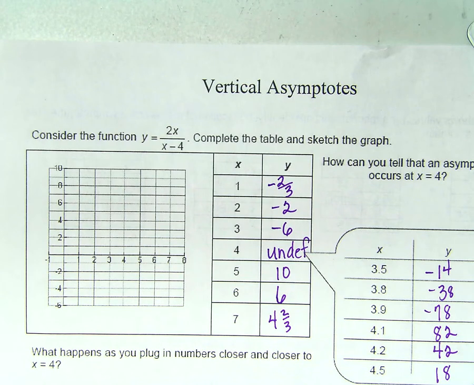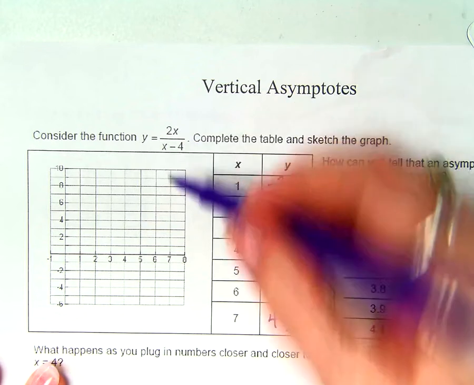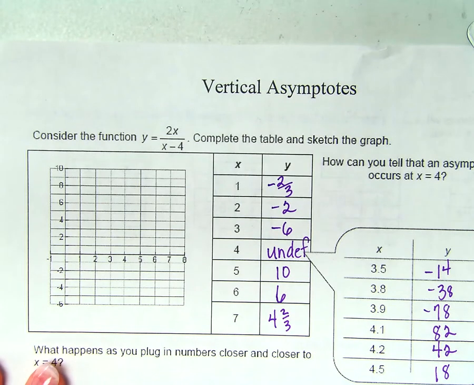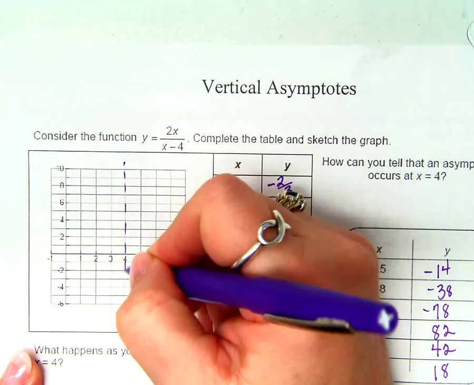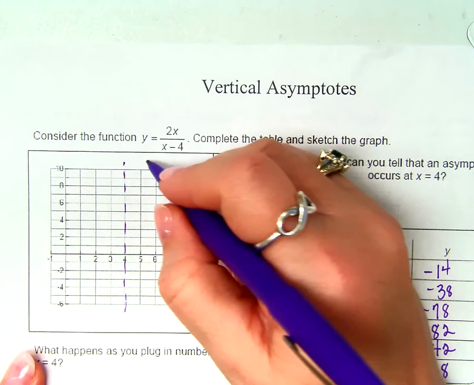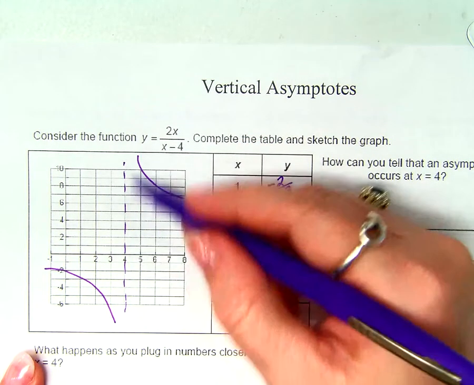Okay? So, we cannot have anything living at 4. That is where an asymptote is. Okay? So when we look at the graph, there's nothing right there. There's a curve this way, and there's a curve this way, but there's nothing at 4.